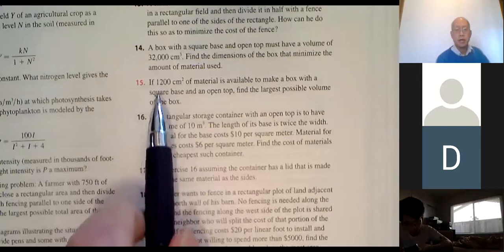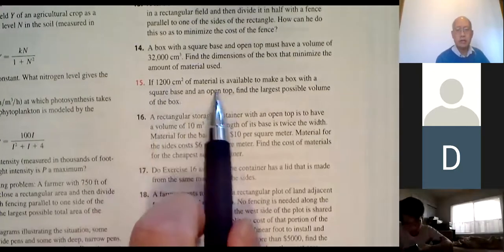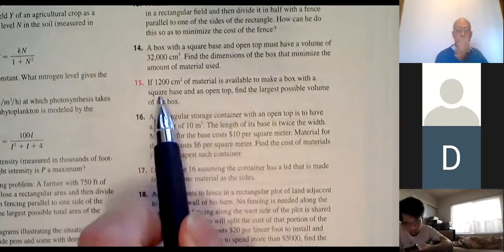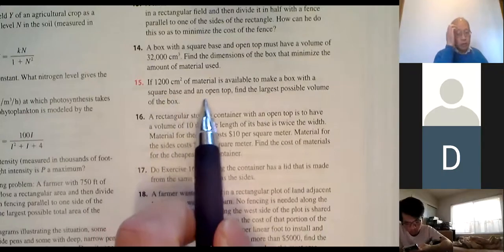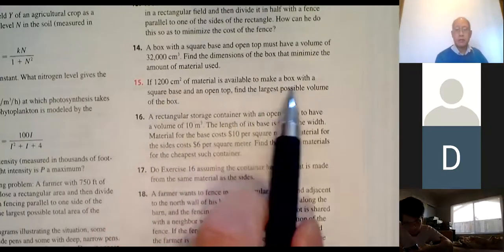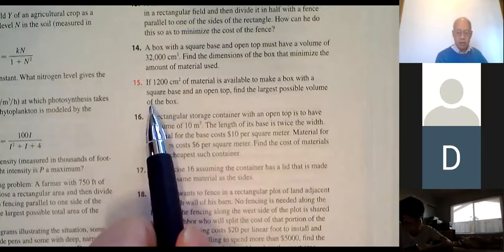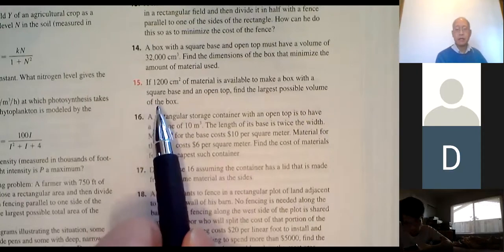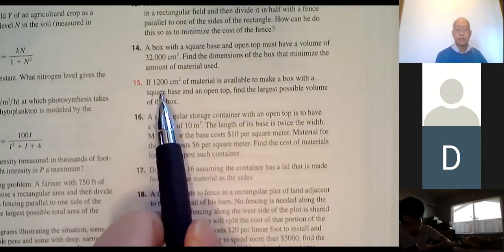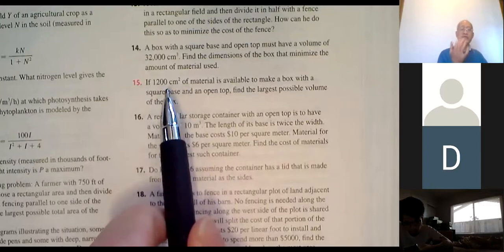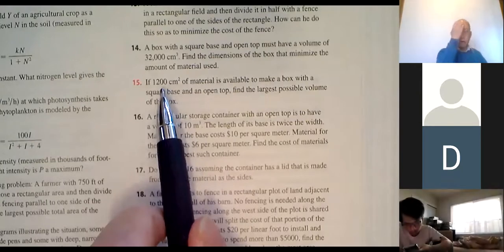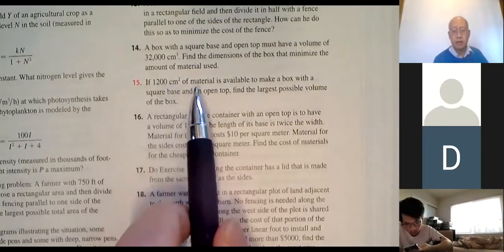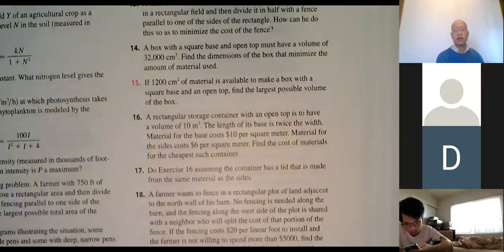Similar to 14. If 1,200 centimeters squared of material is available to make a box with a square base and open top. Okay, so there's that open top again. Find the largest possible volume of the box. So this time you want to maximize the volume. Okay, so this time you have a fixed amount of material. So you go and buy material. I can only afford 1,200 centimeters squared of material. Okay, and how can I maximize the volume of the box?